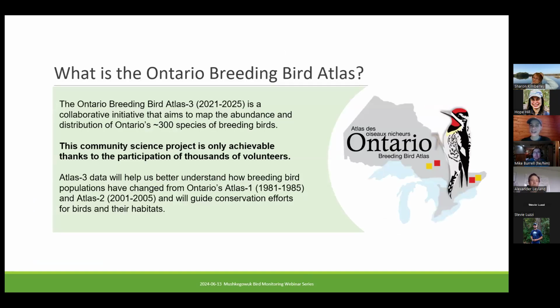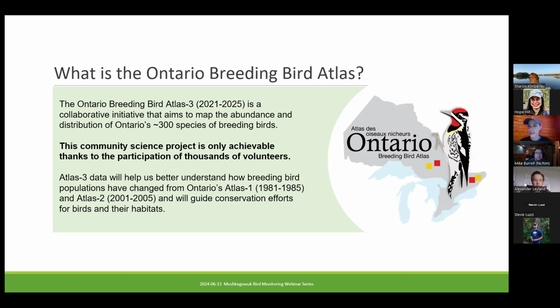So what is the Ontario Breeding Bird Atlas? Some folks may just be hearing about it for the first time. The Ontario Breeding Bird Atlas, which started in 2021 for our data collection, is a collaborative initiative that aims to map the distribution and relative abundance of our around 300 species of breeding birds. We kind of alluded to this in our own introductions, but it is a community science project.